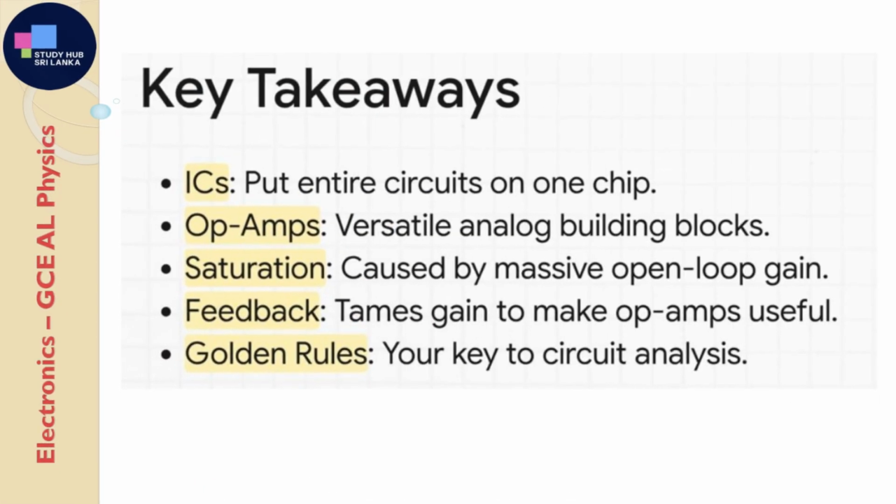All right, let's just do a quick wrap-up of the key ideas here. First, integrated circuits, or ICs, completely changed the game by putting whole circuits onto one chip. The op-amp is one of the most useful and versatile of those ICs. Left on its own, its open-loop gain is so massive that it just saturates. But we can tame that gain using negative feedback, which makes the op-amp incredibly useful. And finally, those two golden rules are your secret weapon for figuring out how these circuits work.